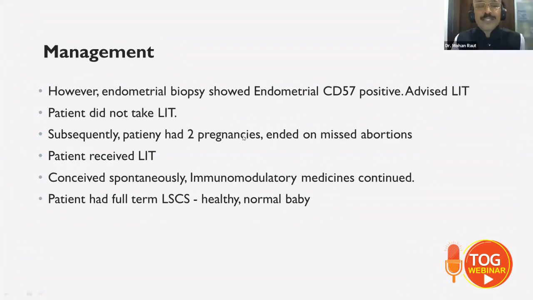So this is the last case where we discussed the CD57 part along with other immunomodulators. So I think with this we come to the end of case studies, but there are a lot of questions from the audience, and I think we will go ahead with that. We'll start with the questions without wasting time.